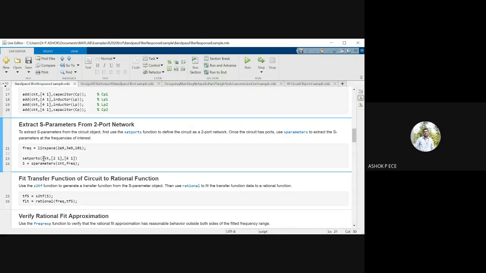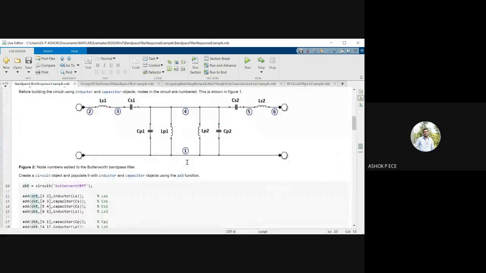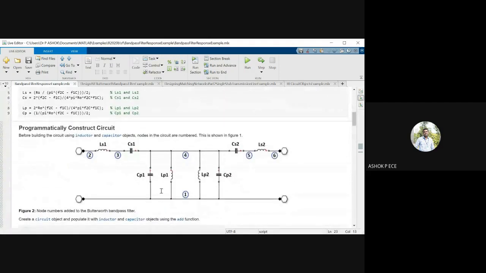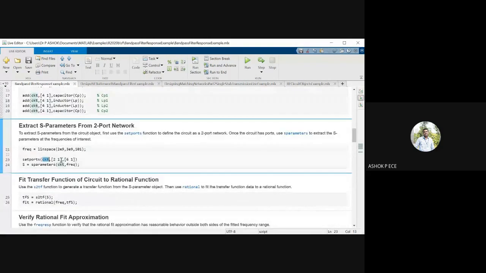And I'm setting the input and output port. So the circuit set ports 2, 1. So the input is between 2 and 1. The output is between 6 and 1. So see here, I'm setting the input and output ports 2, 1, 6, 1. And I'm calculating the S parameters of circuit, frequency.